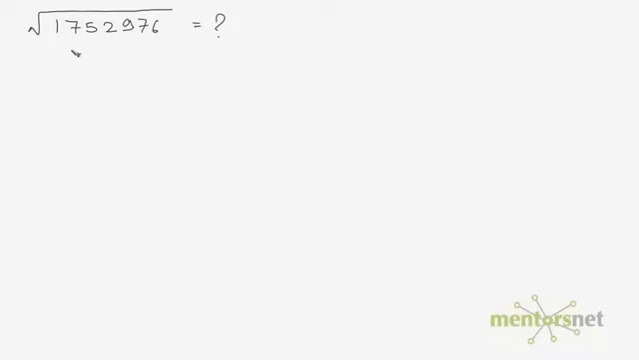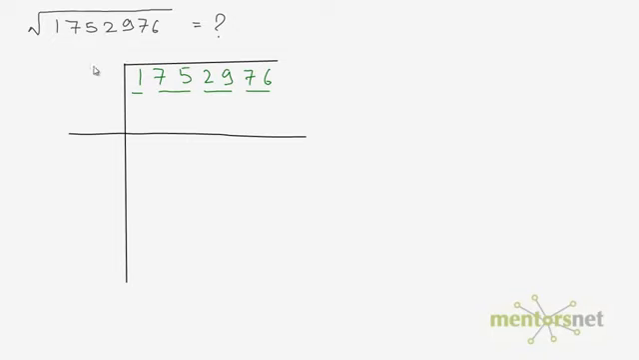Let us take another example. This time the number is very big. So let us write the number 1752976. Now we have to group the digits of this number starting from the right hand side, and the groups should be 2 digits at a time. So 76, 29, 75, 1 can remain as it is. Okay, now let us draw our boxes.